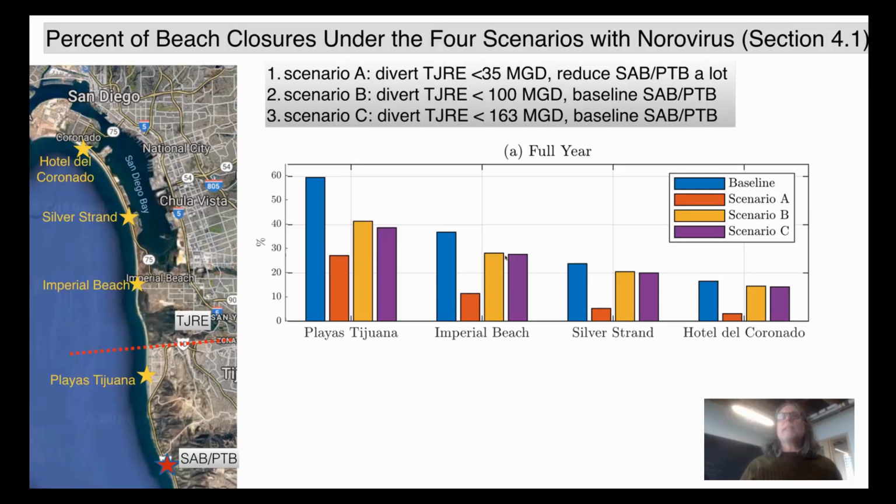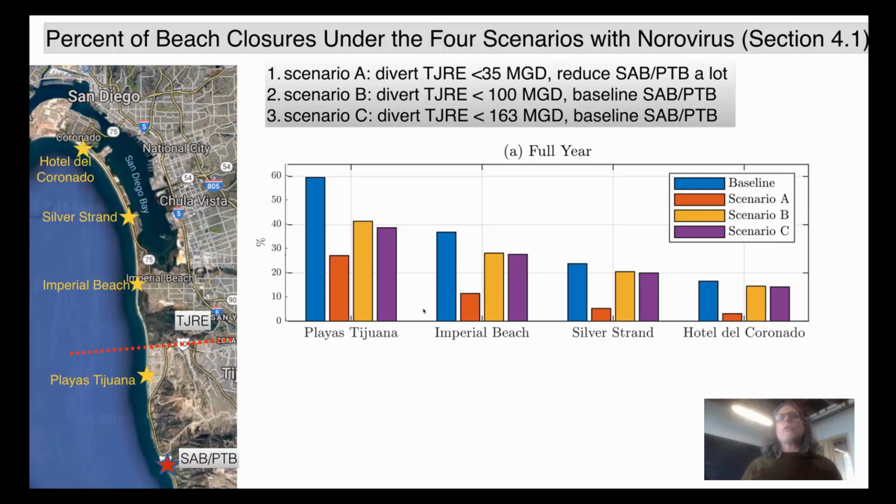But scenarios B and C, which only affect flows going into the Tijuana River estuary, give some reduction, but the reduction is not as great as with scenario A. And in addition, you don't really get any additional benefits from doing a 163 million gallon a day diversion relative to a 100 million gallon a day diversion. So at Imperial Beach, scenario A is the best.